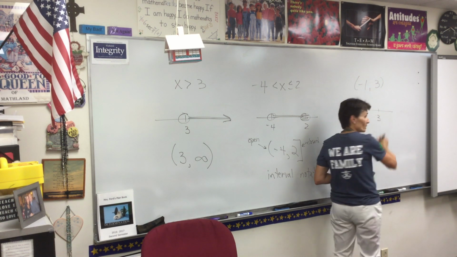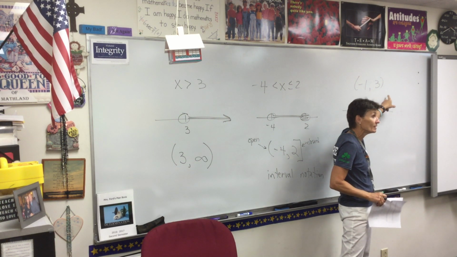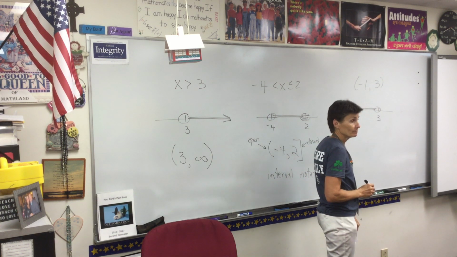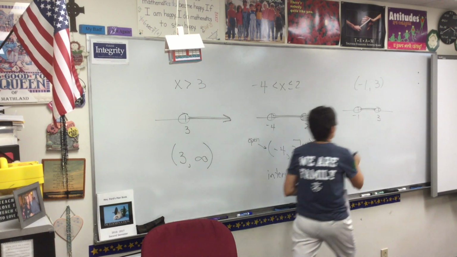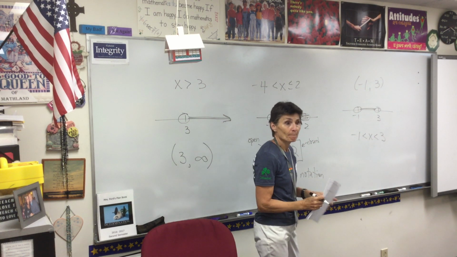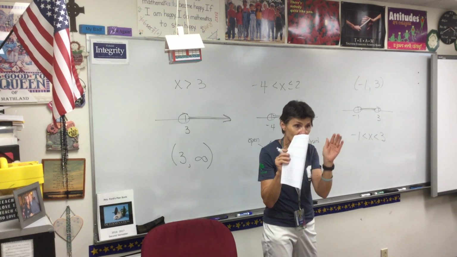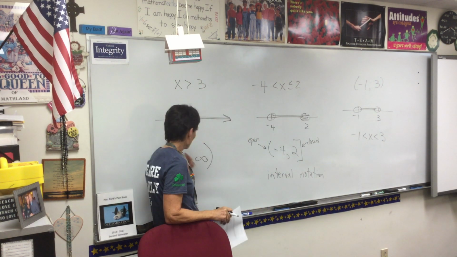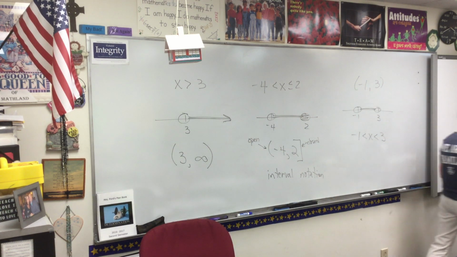You've got a -1 and a 3, right? They're both open, and we know they're open because we have parentheses, and then we're going to color in between them. How do you know to color in between them? Always. We always color. When you put something in interval notation, you put those two numbers on the number line and color in between. If one's an infinity, you arrow it in.